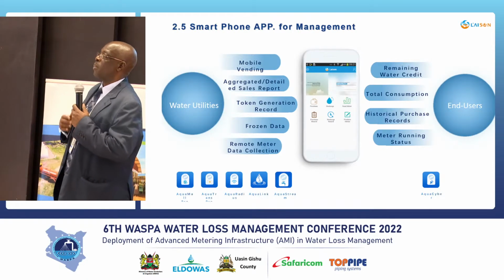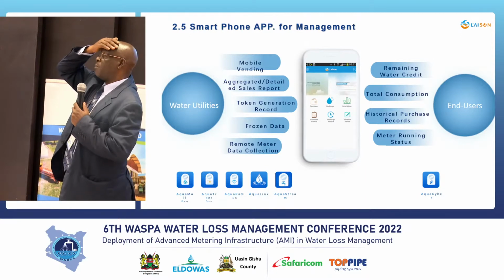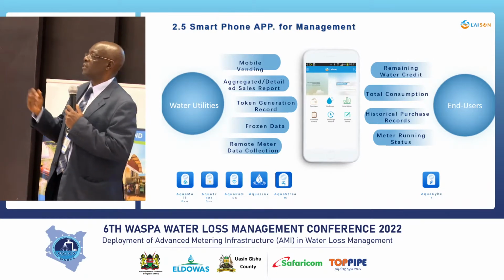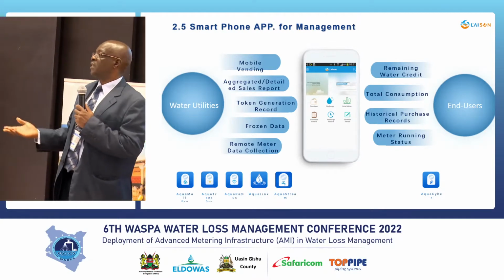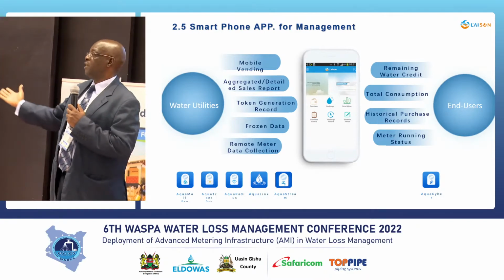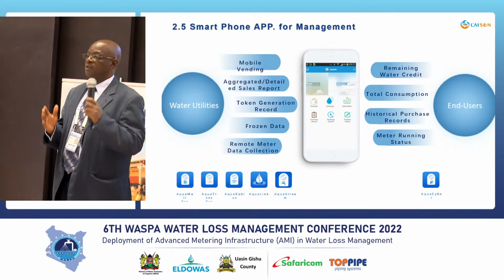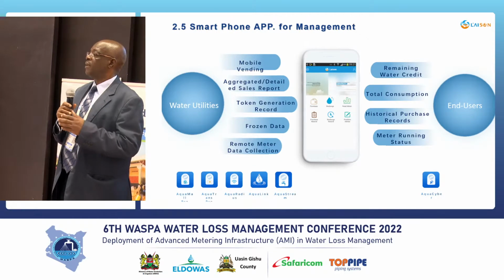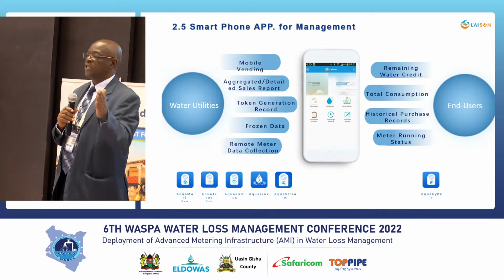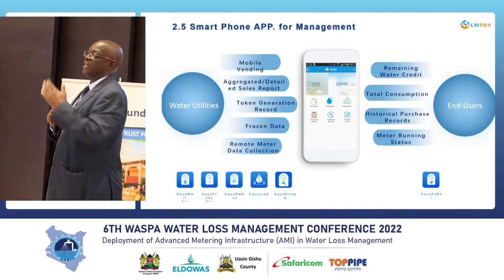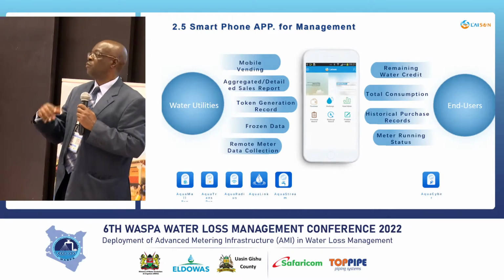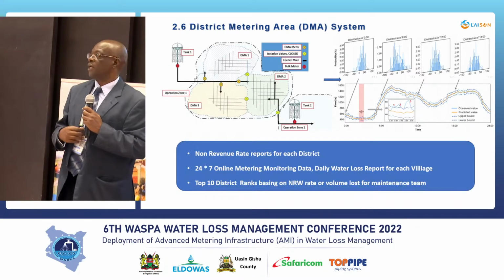Now, smart meter app management: we have the mobile vending, we have the aggregated digital token generation. All that is from the water utility to the end user. Then the communication is such that everybody is informed and knows what is going on. The utility knows what is going on in the field, while the end user also knows how much water he is using and when he is supposed to pay for the next recharge.